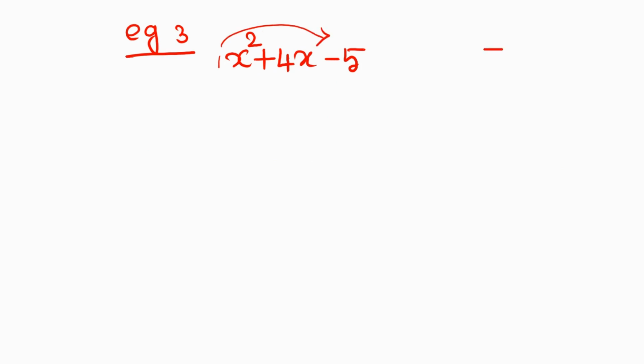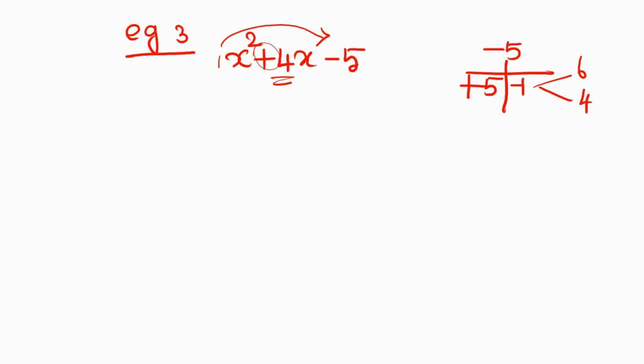Similarly, consider example number 3. x square plus 4x minus 5. So 1 into minus 5 is minus 5. The factors of 5 are 5 into 1. Now add and subtract these two values. 5 plus 1 is 6, 5 minus 1 is 4.